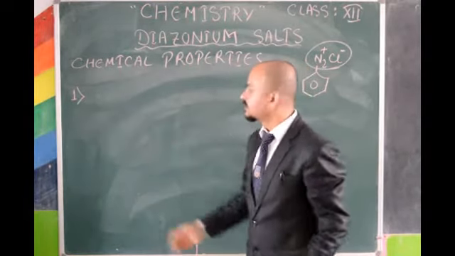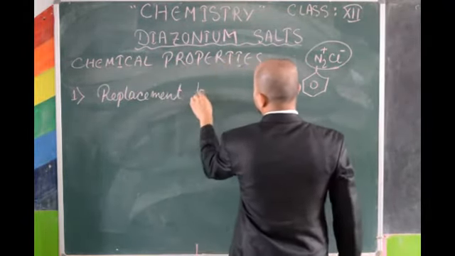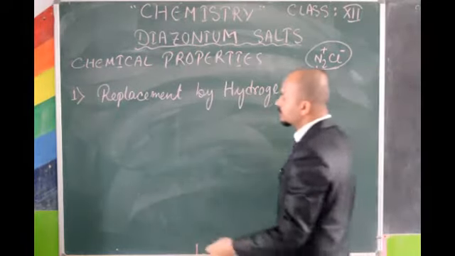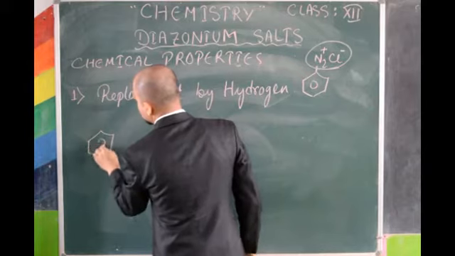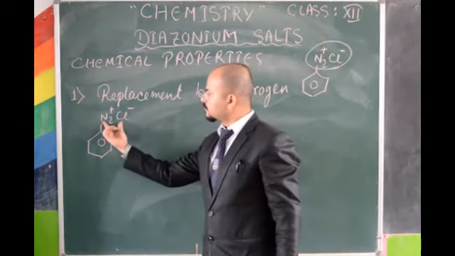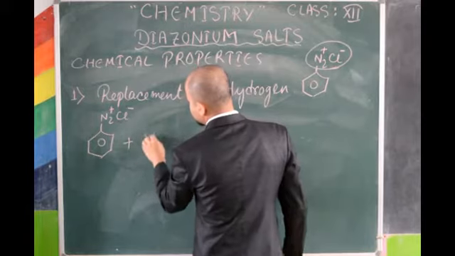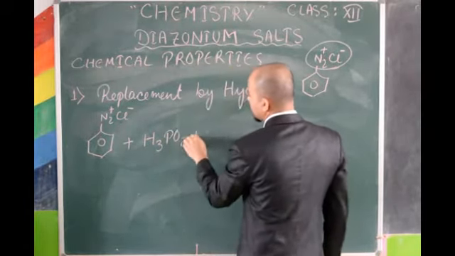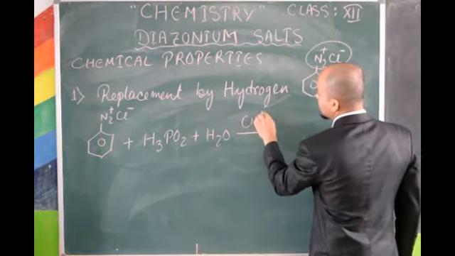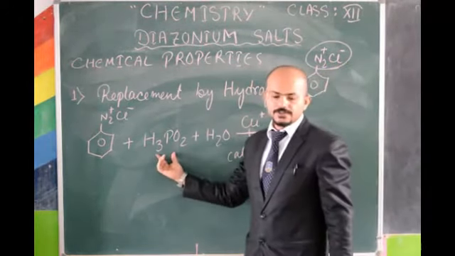The first is replacement by hydrogen. So whenever benzene diazonium chloride, that is N2 plus Cl minus, whenever you want to replace this with hydrogen, then what you have to do? You have to treat with hypophosphorus acid, that is H3PO2, and water, and you have to use copper ion as catalyst. This is used as what? Catalyst.